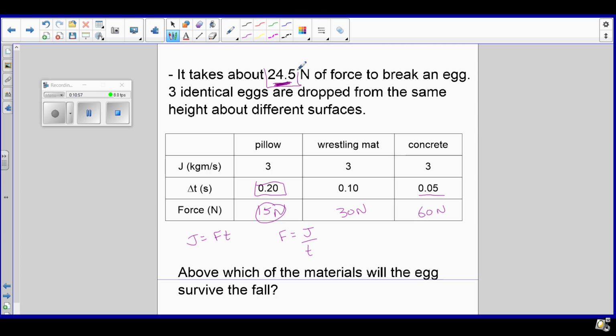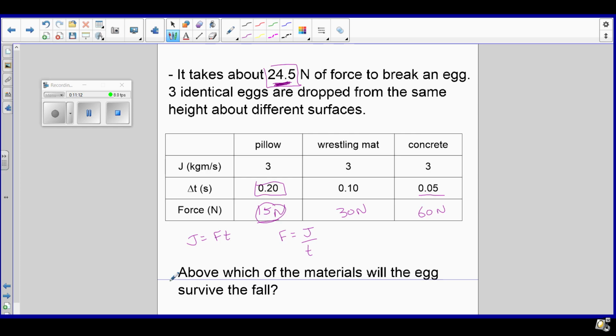That's the force that would make an egg break. The only surface that goes below that force is the pillow. So our 15 newtons is why the egg survives. But the reason the force was so low was because the time of impact was so great.